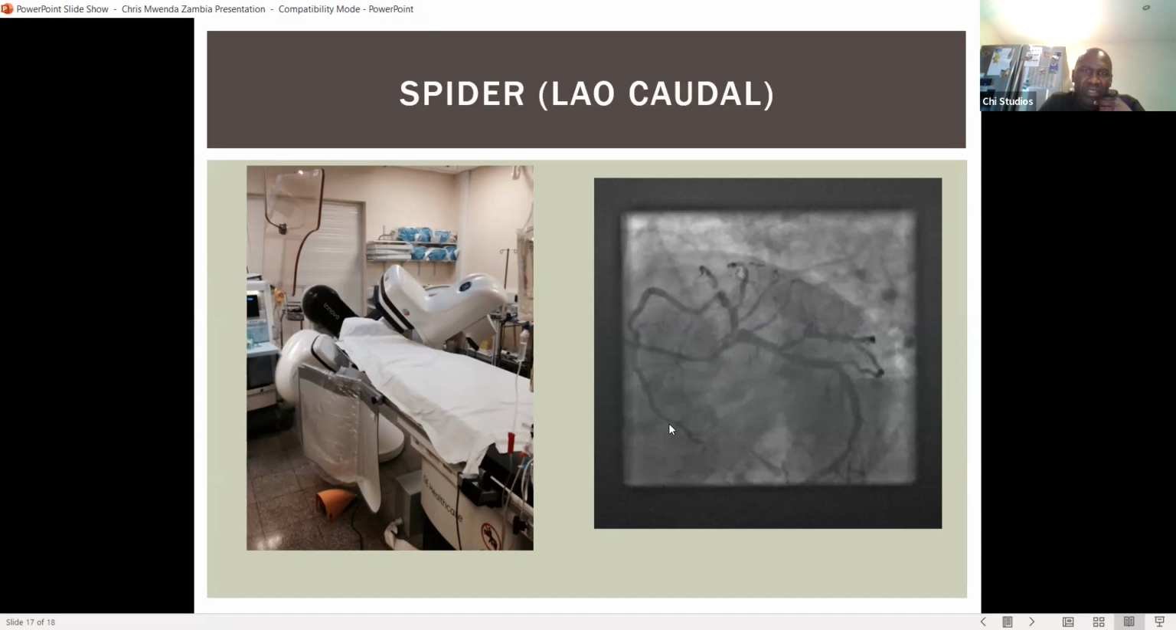Which view do you recommend so that I can put a wire in the spider or the second flex? Let's do the spider. When the wire is there, then the balloon will be transported through the wire. So the first thing we do when intervening is we have to wire the vessel. So that's the best view for wiring. We're almost getting to the end of this first part.